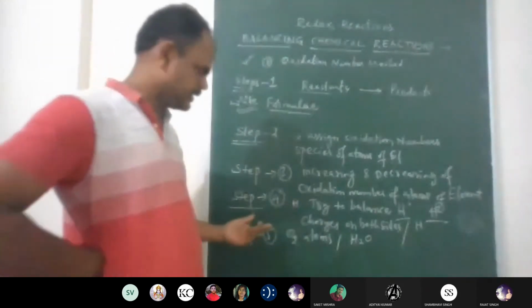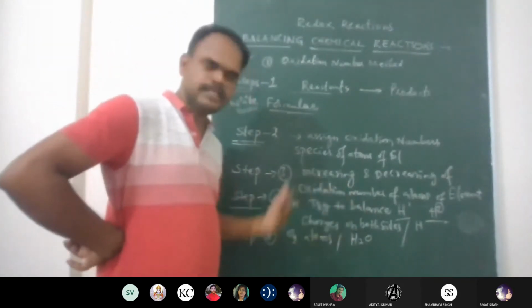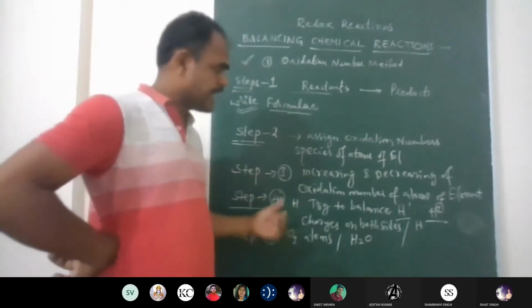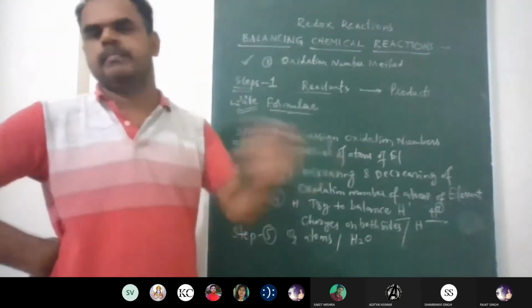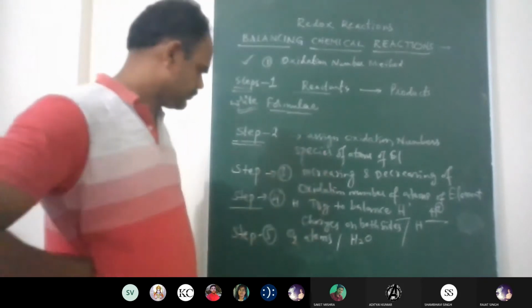We will balance the charges. If the reaction is happening in acidic medium, we have to use H plus ions. If the reaction is happening in basic medium, we have to use OH minus ions for balancing the charges. So that is step 4.